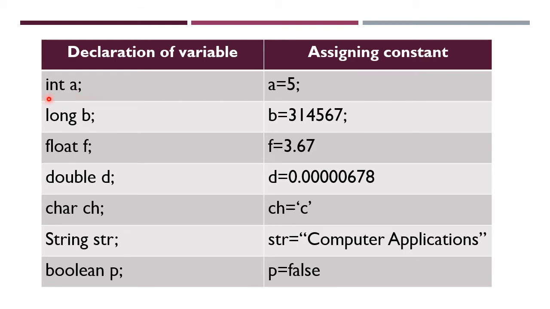Suppose you have declared in your program a variable a of type integer, then you can assign a value to variable a by using the assignment symbol: a is equal to 5. Here you are assigning variable a with a constant 5. One more thing to consider is that whatever value or constant you are assigning should be of the same data type as the variable.